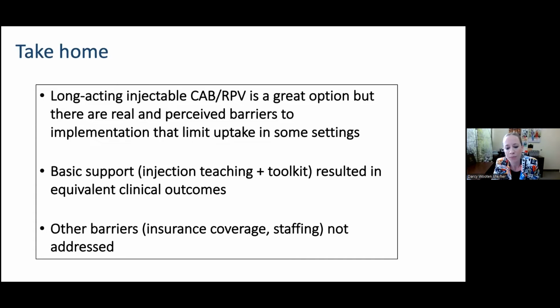So it didn't look at other barriers such as insurance coverage, staffing required to make sure that people follow up and don't miss their injections, and if they do, have an oral bridge and things like that. But I think it hopefully will help to enhance rollout of this approach, because I think so many of our patients have benefited from it.